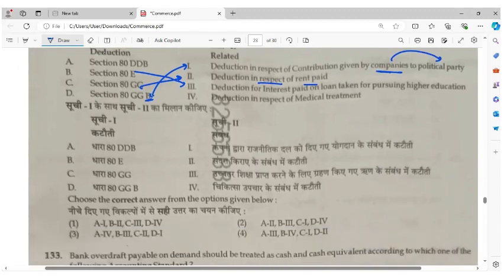Okay, so let's match it. 80E has 3, so B has 3. After that 80GG has 2, that means C has 2. Yes, so option number 3 is right here. And the last one, E has 1. Yes. And 80DD is the deduction in respect of medical treatment, of a dependent, on the doctor's certificate. So this is medical treatment.